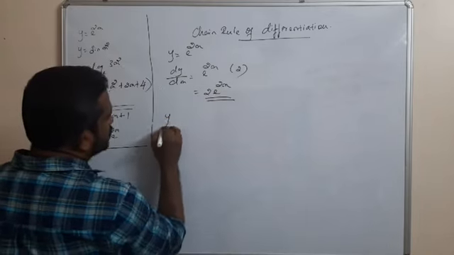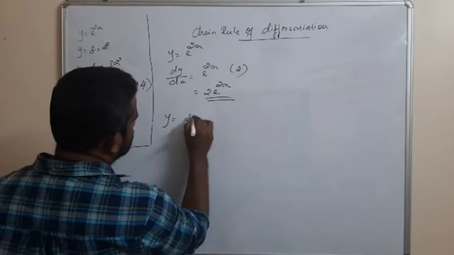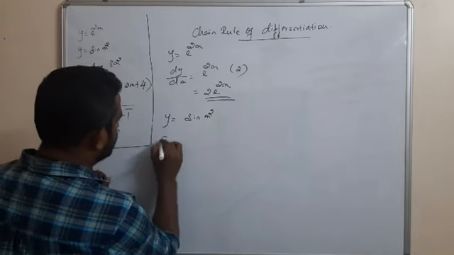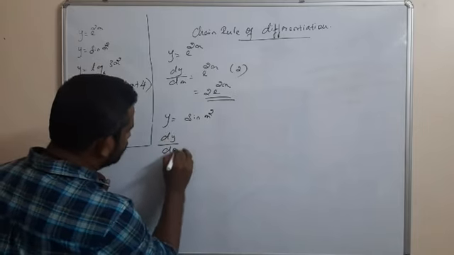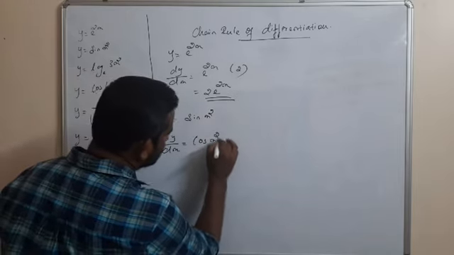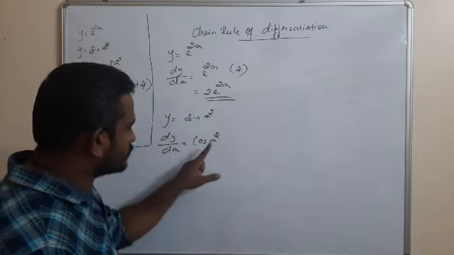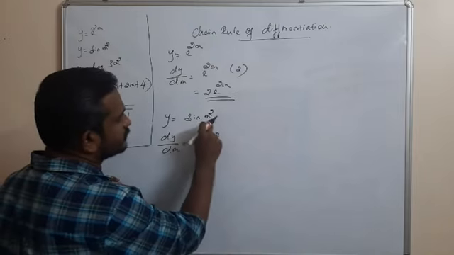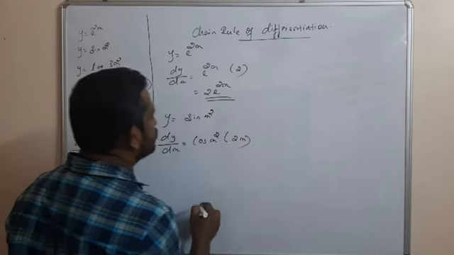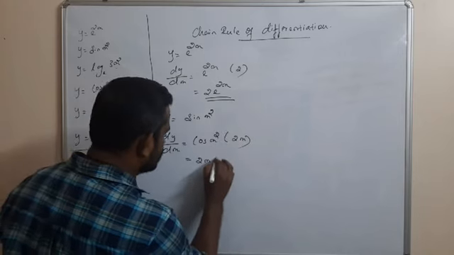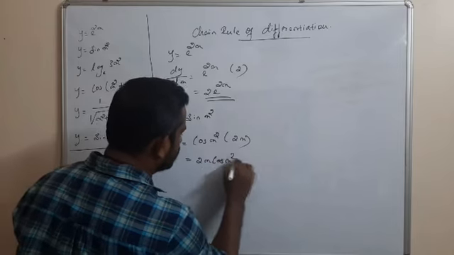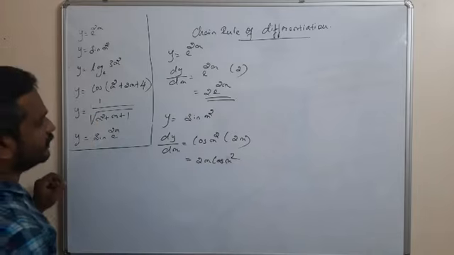Y is equal to sin x square. dy by dx equal to cos x square, since the derivative of sin x is cos x. Then instead of x we have x square. What is the differentiation of x square? That is 2x. So 2x cos x square.